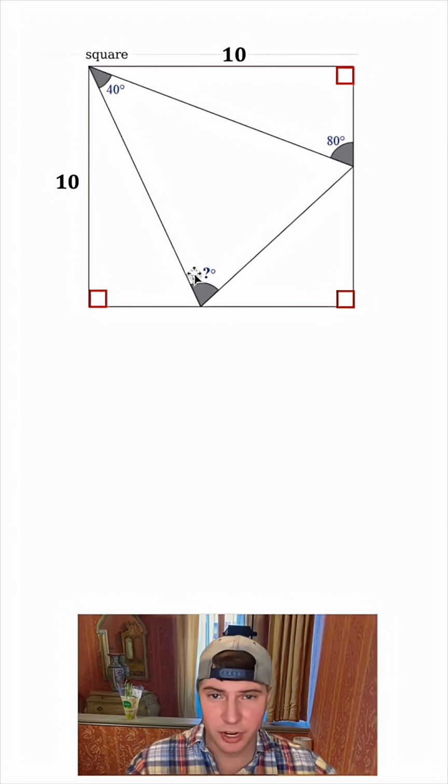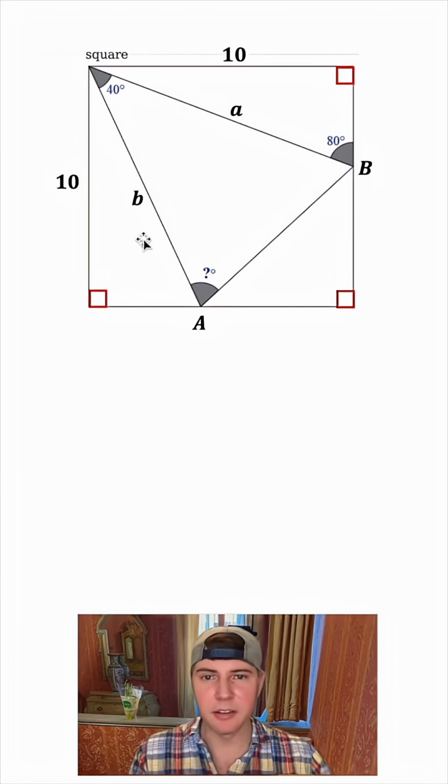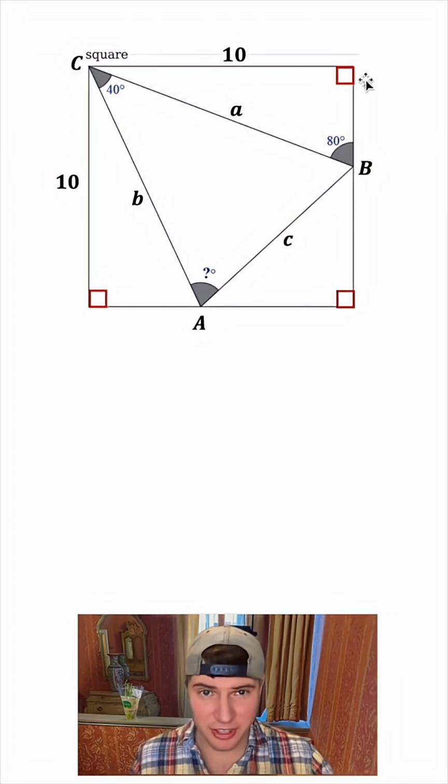So let's look at this triangle inside here. I'm going to call this vertex A and this side opposite of it little a. This vertex B and this side little b, and this vertex capital C and this side little c. So now let's look at this triangle up here.